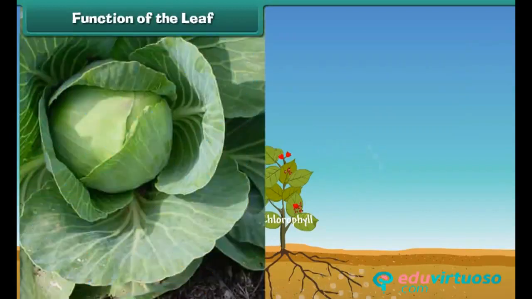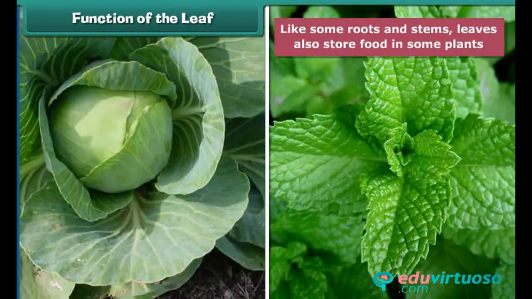Some plants, like cabbage and mint, store food in their leaves. We eat these leaves to get nutrition.